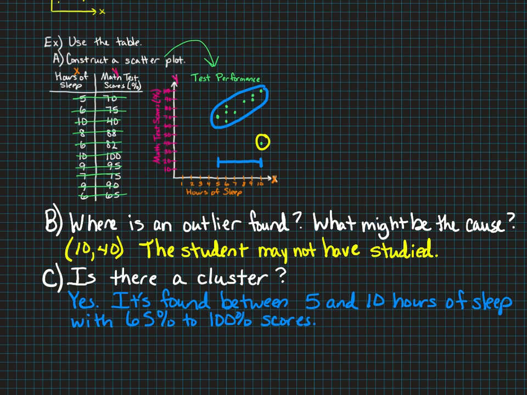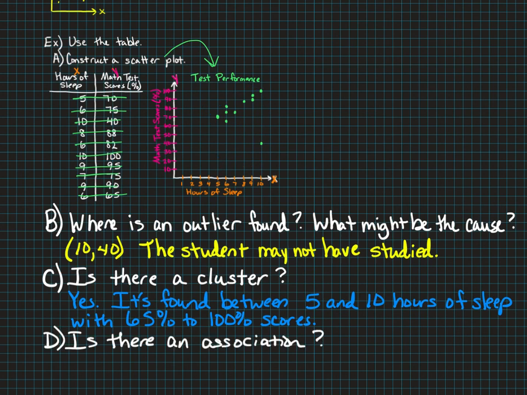And that's between 65 and 100% on the scores. If we look at the y-axis, notice that the lowest one goes from about 65 up to about 100 on the scores. So we can just describe the cluster in terms of its x values and its y values.